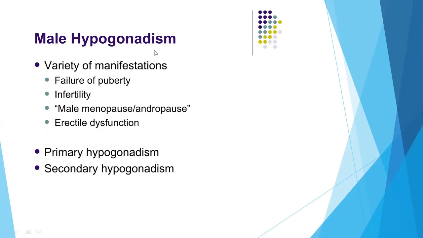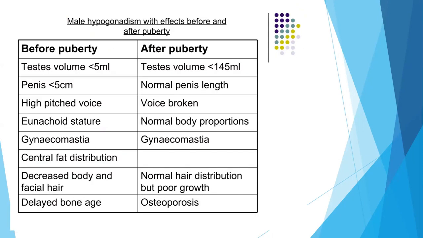So talking about male hypogonadism, there can be a variety of manifestations. The patient can present with failure of puberty, infertility, male menopause or andropause, or erectile dysfunction. It can be either primary hypogonadism or secondary hypogonadism. So male hypogonadism with effects before and after puberty.